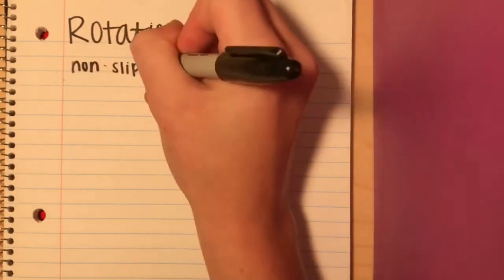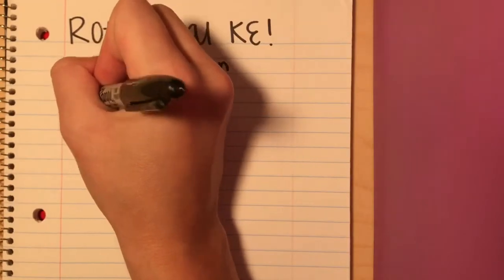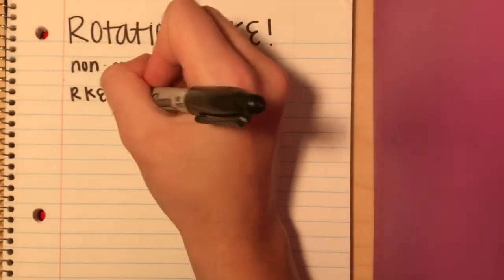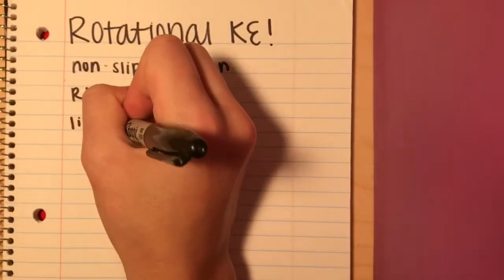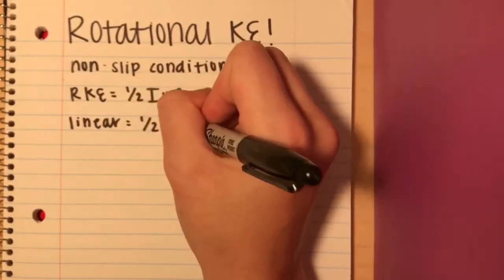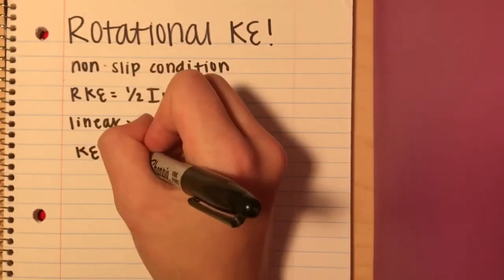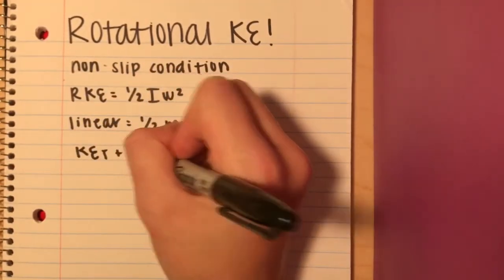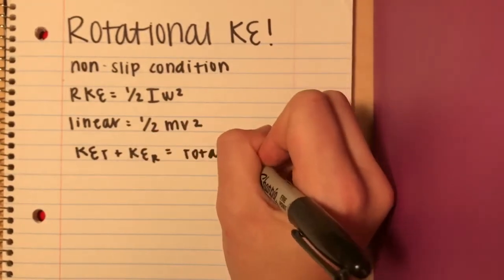Rotational kinetic energy occurs in non-slip conditions, where objects are able to have rotational motion. The rotational kinetic energy equation is 1/2 I W squared, where I equals the moment of inertia and W equals angular speed. The linear analog of this equation is 1/2 mv squared, where m equals mass and v equals velocity. In a system where both rotational and translational motion are present, the total kinetic energy is seen as translational kinetic energy plus rotational kinetic energy.